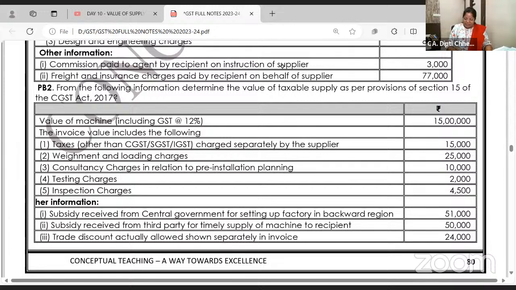From the following information, determine the value of the taxable supply. Value of the machine, including GST. Okay, 15 lakhs. Start from there. Just 2 minutes. I'll be back, dear students. Check this question.